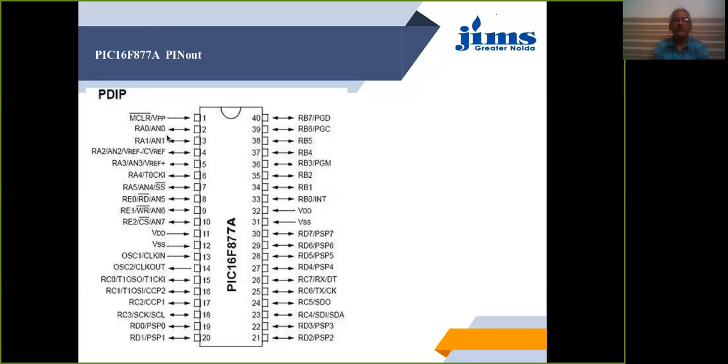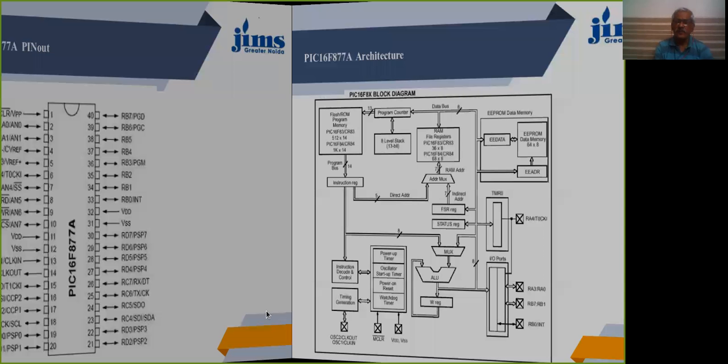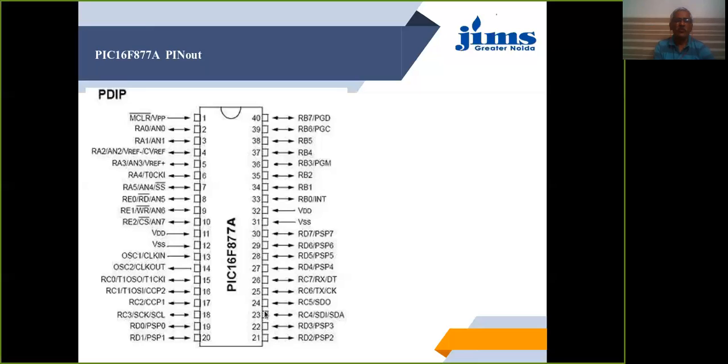Port B, there are 8 pins on port B. Port C, 4 pins on the left side and 4 pins on the right side. Then you have port D, again 4 pins on the left side and another 4 pins on the right side. Then port E, you have pin numbers 8, 9, 10 assigned to port E, that will be 3 pin ports.